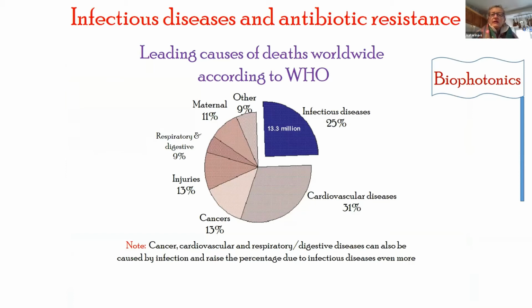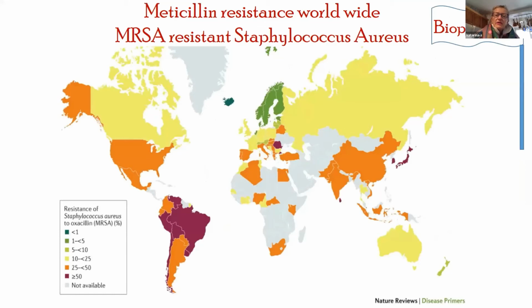Infectious diseases and antibiotic resistance, I touched upon that in my beginning here. And as you can see, 25% of the death worldwide, according to World Health Organization, is due to infectious diseases. And the threat is that there is a very quick development of antibiotic resistance. This is the worldwide map of methicillin-resistant Staphylococcus aureus. You can easily see that many countries are really affected by that.